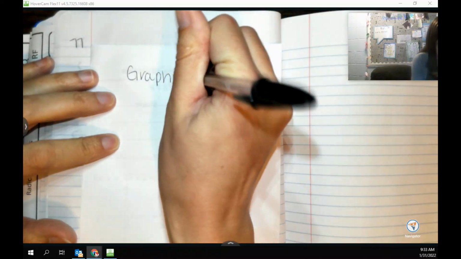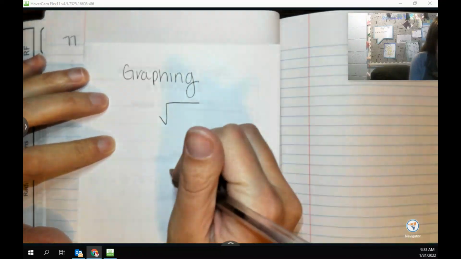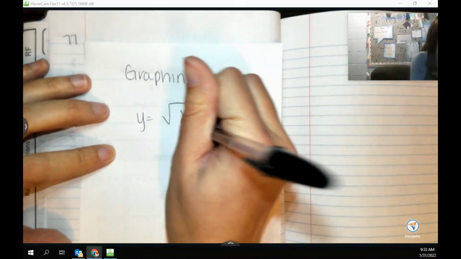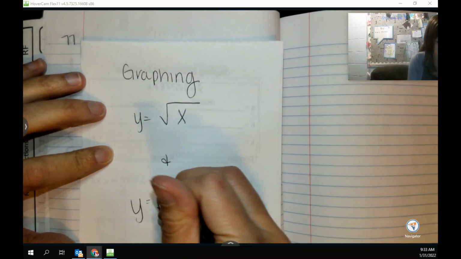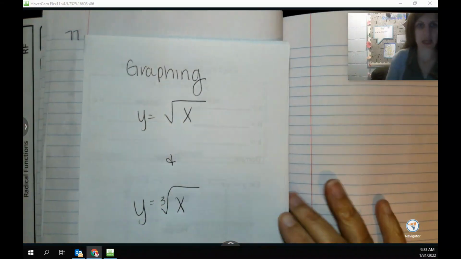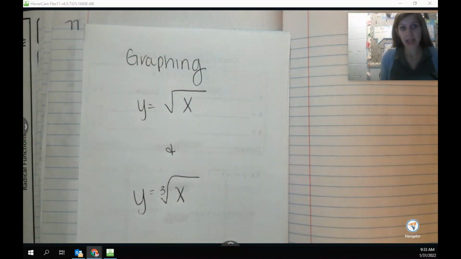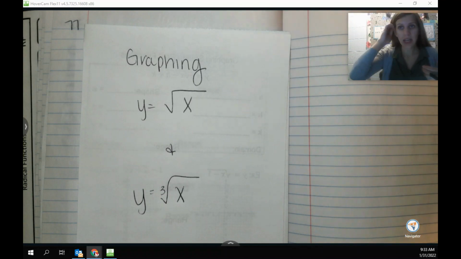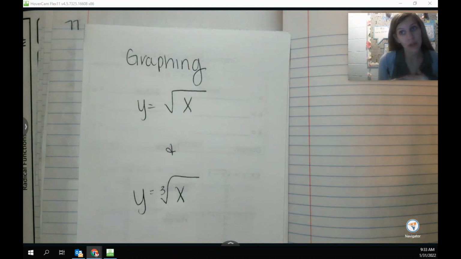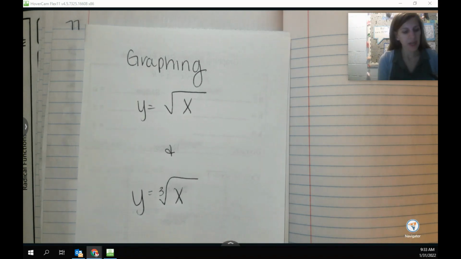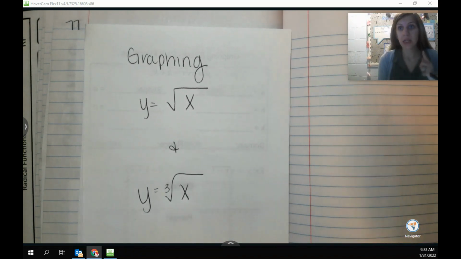And just on the front, I'm going to remind us what this is about. So graphing square roots, so y equals square root of x, and cube roots, like this. Now these are the most basic form of that function. And again, as always, it's super helpful to go do our little graphing lab. So if you haven't done that, I would suggest doing that so that we can see how all the things will change what my graph looks like.